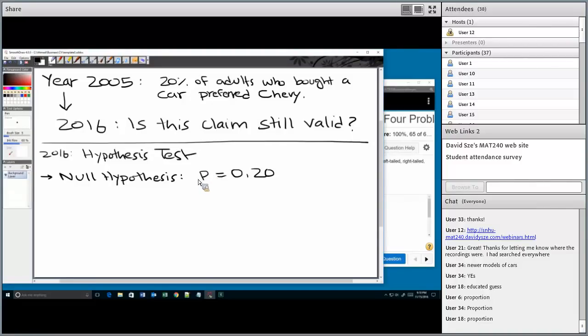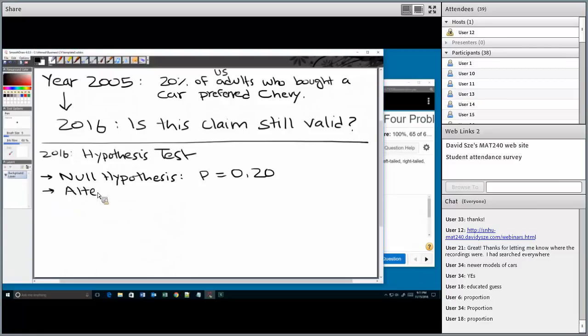Okay. Now note, I'm not using P hat, not the sample proportion. The claim is being made about the population, right? People, for example, and by the way, I should say US adults. So we're only considering the population of the United States who bought a car. So then this proportion is the population proportion. The claim is being made about the population proportion. So the null hypothesis says that the population proportion of U.S. adults who bought a car and preferred Chevy is still 20%.